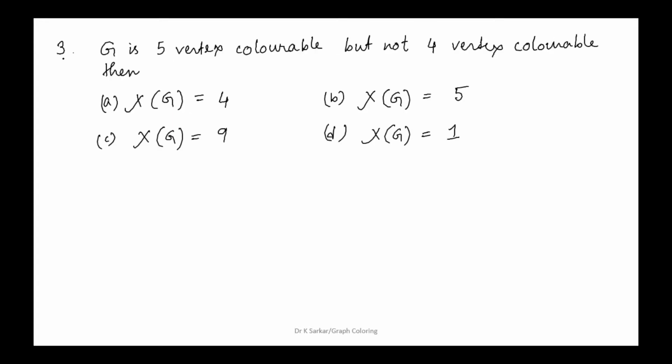Question number 3. G is 5 vertex colorable but not 4 vertex colorable. Then chi G is, option B is the correct answer. The smallest number for graph coloring is 5. It is not 4. Therefore, the chromatic number is 5 for this graph G.